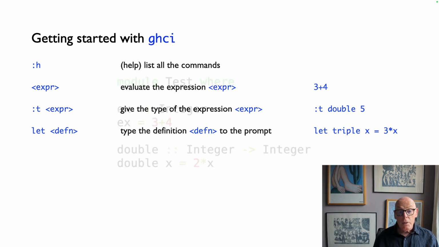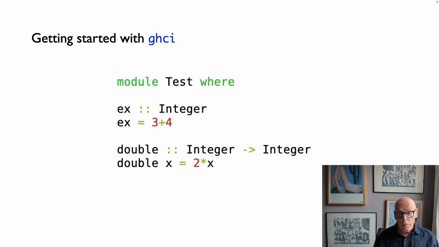So typically what we do is we include definitions in modules in a file like this, test.hs. It begins with the module declaration, module Test where, and then it consists of a sequence of definitions. We've defined a number, ex, to be 3 plus 4, and we said before the definition that it's an integer, and we've defined a function double that, if you remember the notation with the arrow, takes an integer and returns an integer, so that double, when applied to x, a variable, an unknown, returns 2 times that variable.